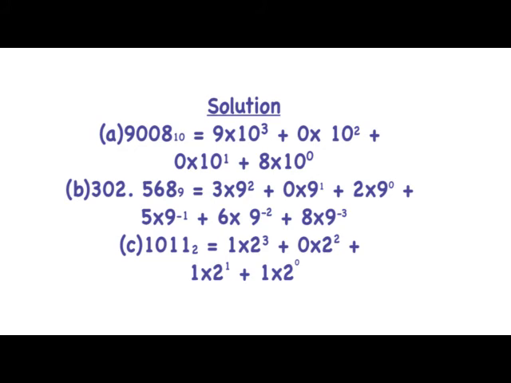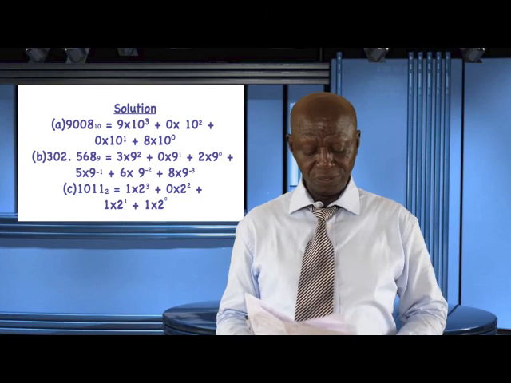Then C, we have 1011 base 2. If you count the digits, you have 4 digits. So subtract 1 from these 4 digits, meaning that the highest power of the base, which is 2 here, is 3. So in writing, you write 1 times 2 raised to the power 3, plus 0 times 2 raised to the power 2, plus 1 times 2 raised to the power 1, and finally you have plus 1 times 2 raised to the power 0. That is the expanded method or expanded notation form of writing values in different bases.